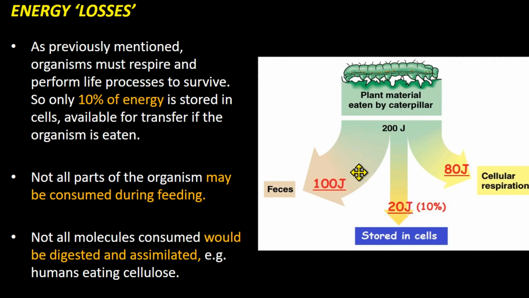Now we also have to remember that not all parts of the organism may be consumed during feeding. So for example, when carnivores eat another animal, they may not digest the bone material and the cartilage, and they may not feed on it at all. So the energy in that is sort of lost. Lastly, not all molecules consumed would be digested and assimilated. For example, when we humans eat vegetables, we don't have the enzyme that breaks down cellulose. So all that cellulose is just used as fiber and roughage to move food along the alimentary canal, and is not actually assimilated into the cells.